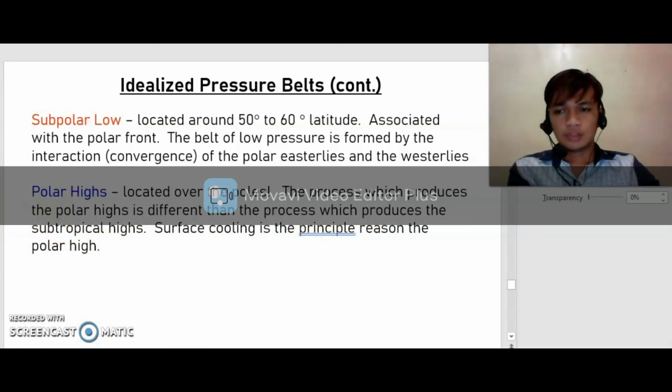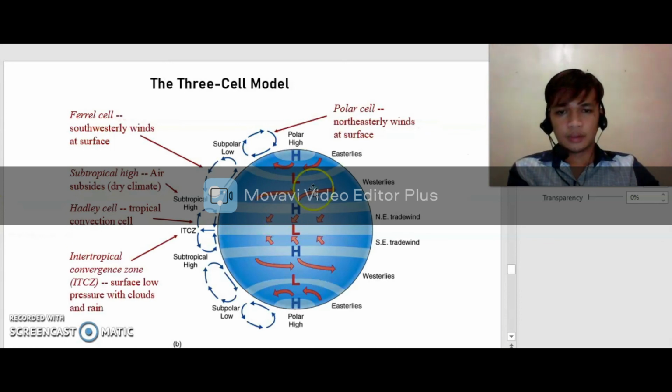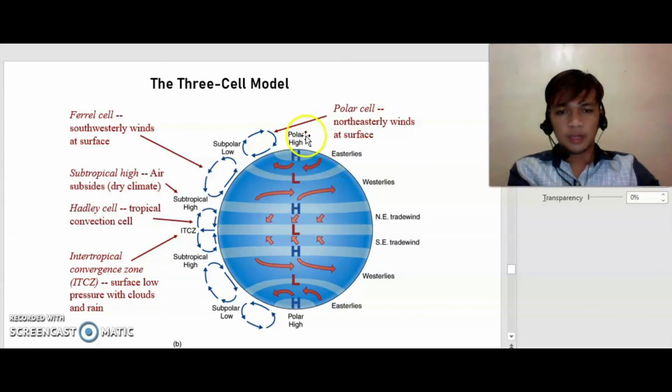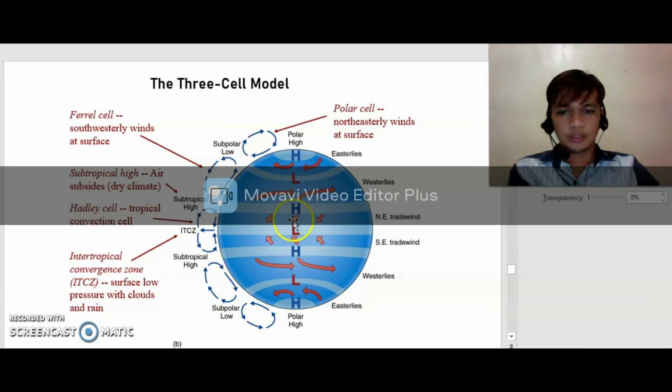Yung mga letter H doon, ito, yung mga H niya, it pertains to polar high. Ito naman polar high, no? So yung L nito, ito yung subpolar low. L na to, subpolar low. This one, H is the subtropical high. Ito naman ang subtropical high.